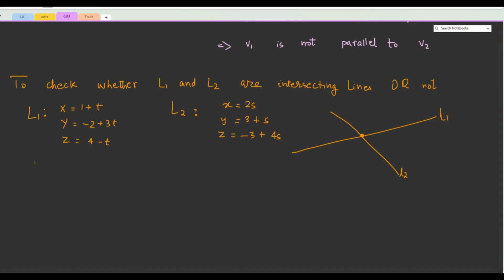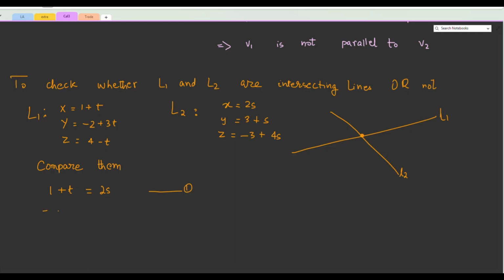So the x component of the line L1 must be equal to the x component of the line L2, and similarly the y component of L1 will be equal to the y component of L2, and so on. So what we can do is compare them, or put them equal to each other. When we put the x component from the line L1, that is 1 plus t, equal to the x component of the line L2, that is 2s, you can call this equation number 1.